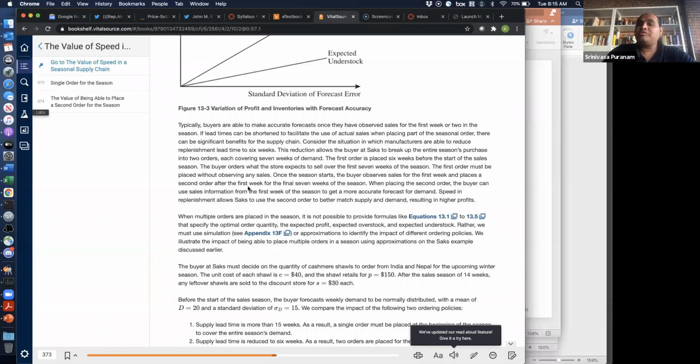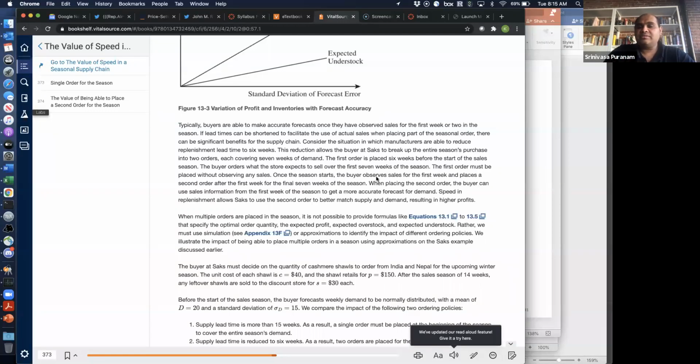The first order must be placed with no data from this season. We're not going to say absolutely no data. They have data from previous seasons, but they don't have data from this season, so they don't know what's happening this time around. They do some demand forecasting, using one of the techniques that you all learned, and they're going to place an order for the first 7 weeks, right?